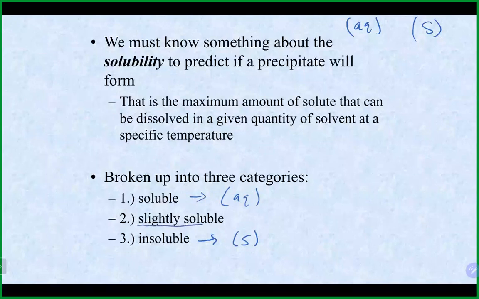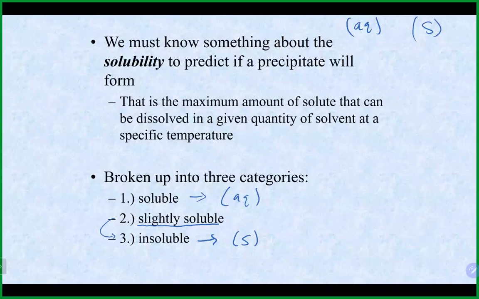Not used a lot of times anymore, but there are things that are sometimes considered slightly soluble. And for the most part, slightly soluble really does lean towards being insoluble. So most of the time it leans in that direction as being a little bit more insoluble than soluble.